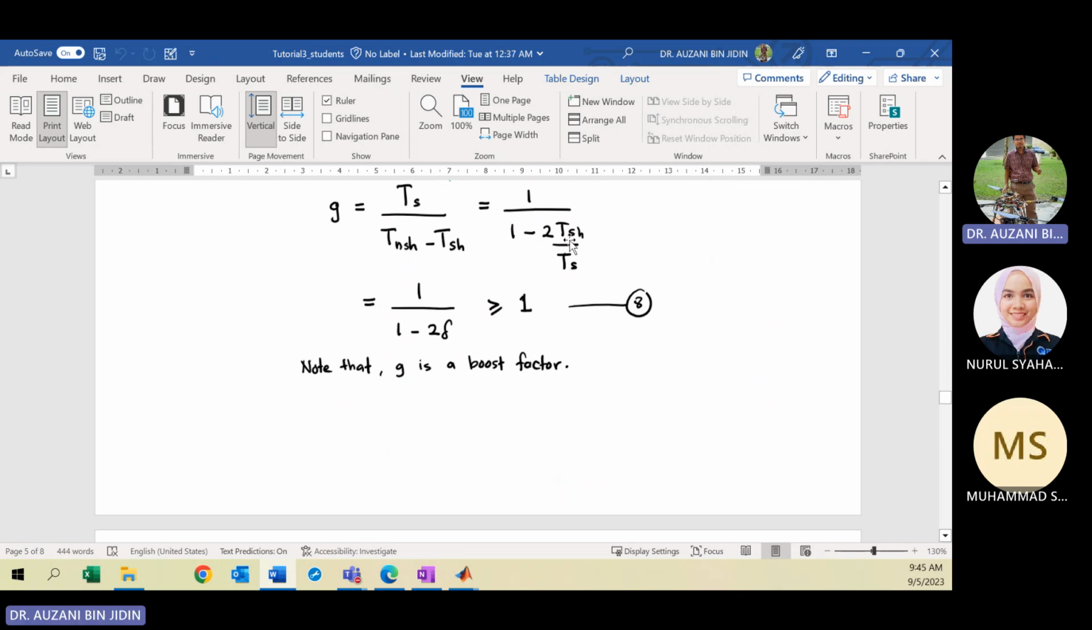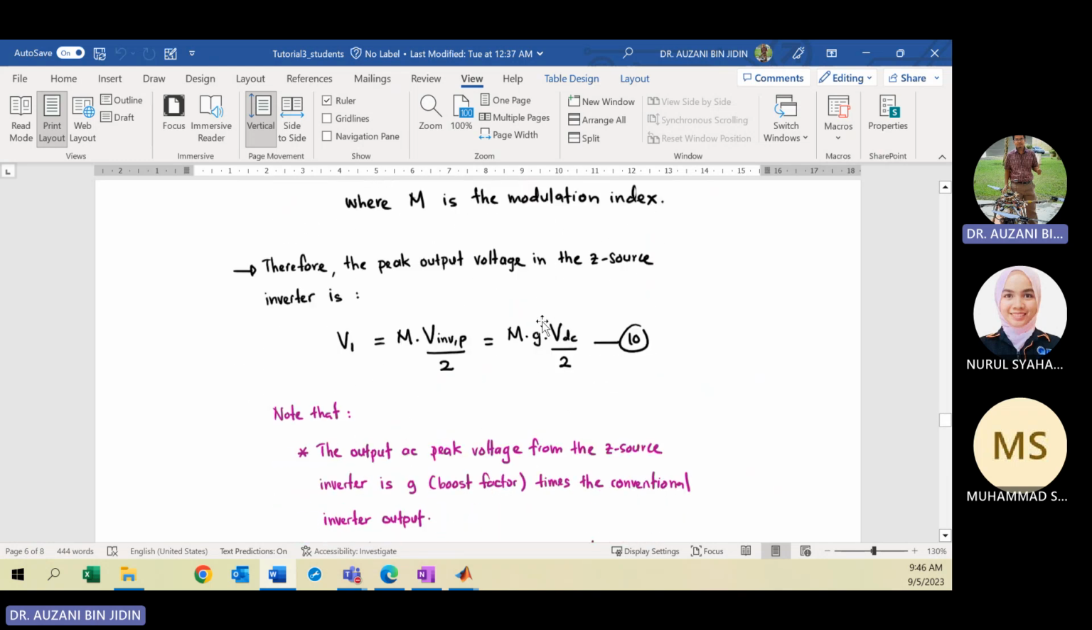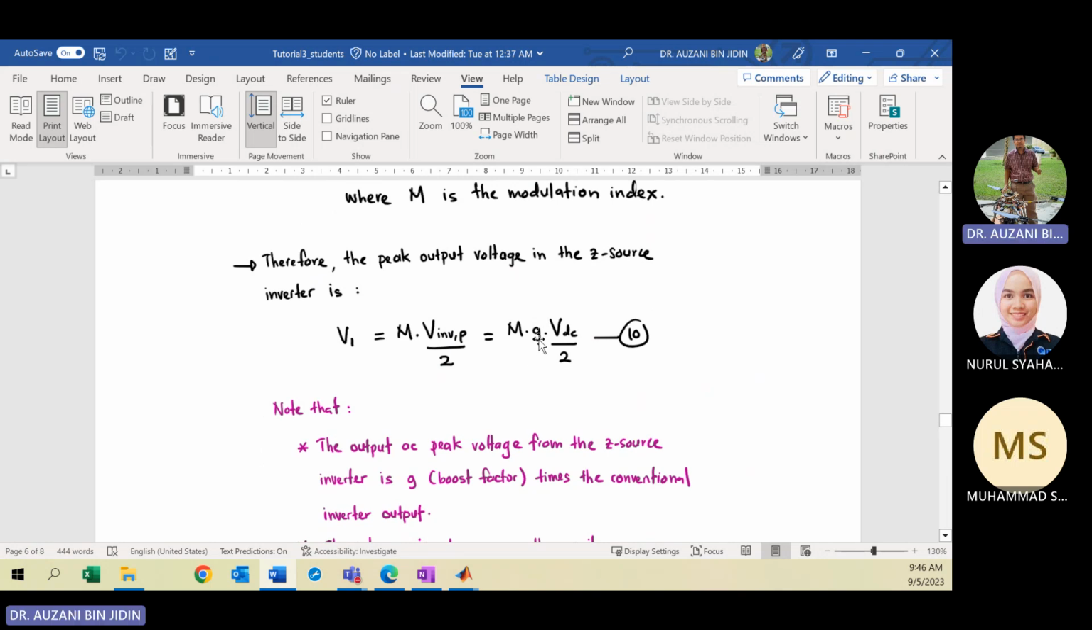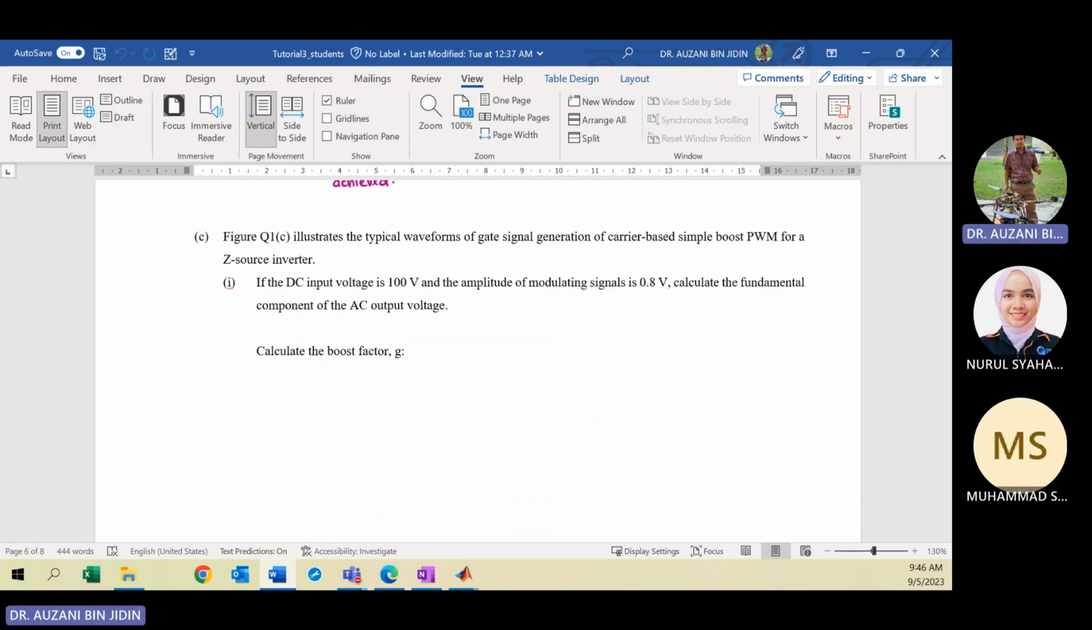Okay. So you define the ratio of shoot through period and TS as delta. Then we know that for the conventional SPWM, the fundamental is straightforward, MI multiplied by half VDC, equation number 9. But for the Z source, there is an additional term G, which we have already discussed. Okay, then part C. Macam mana nak obtain ni? How to calculate the G? Ini jawapan ni. Saya ada buat ke?